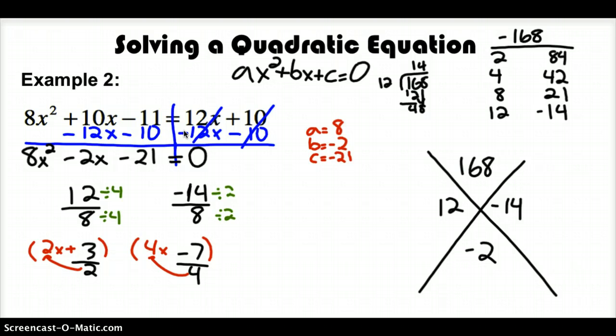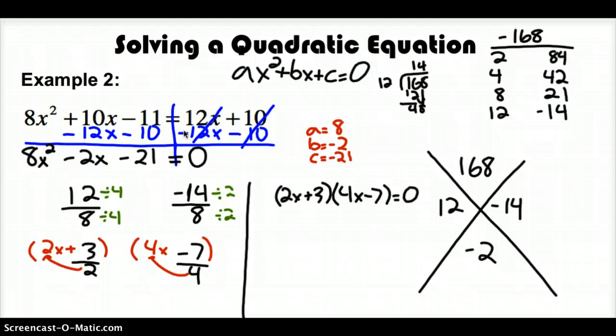I'm going to write my factors out and set those equal to 0. Now I need to use the zero product property here. So I'm going to set 2x plus 3 equal to 0, and then I'll also set 4x minus 7 equal to 0. I just have to now solve both equations.